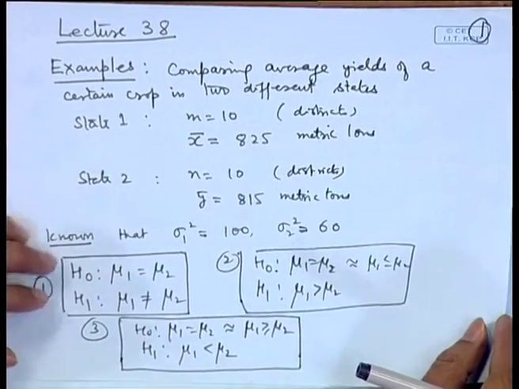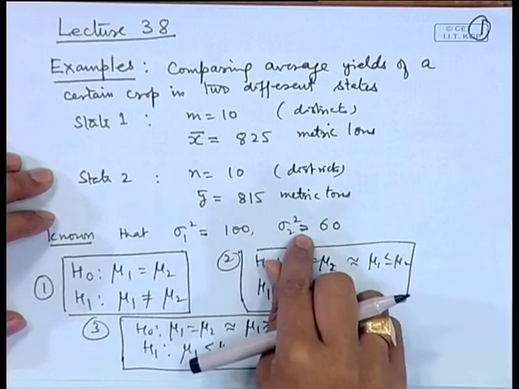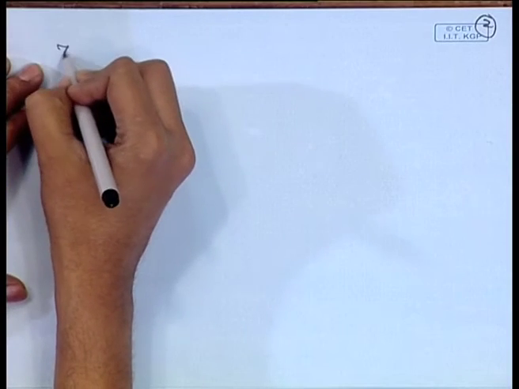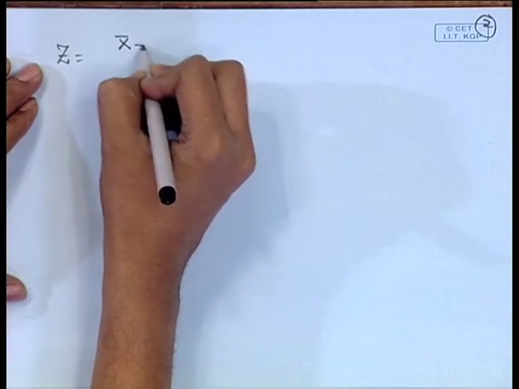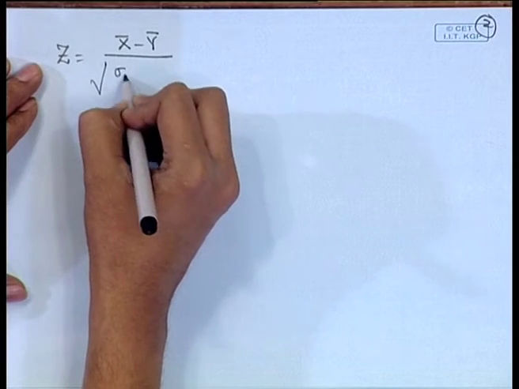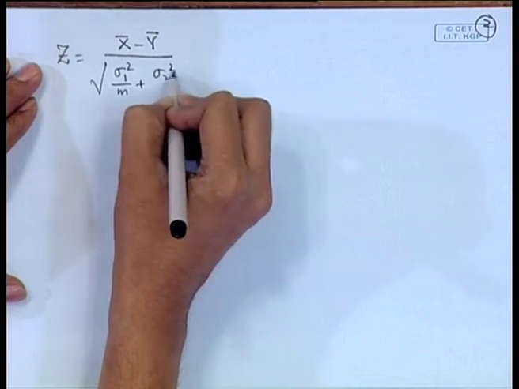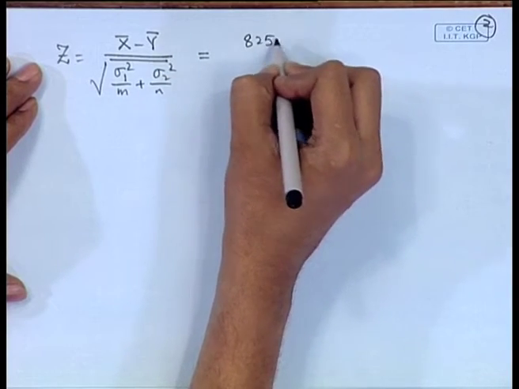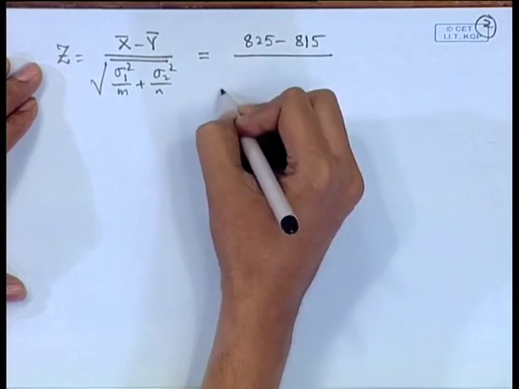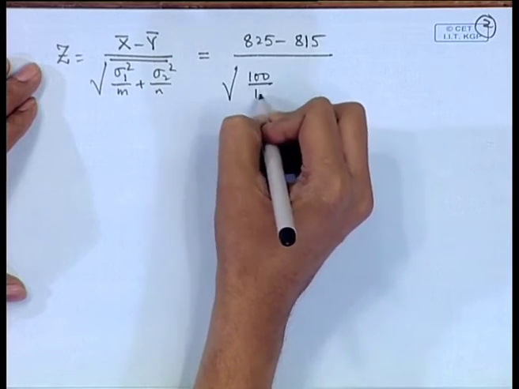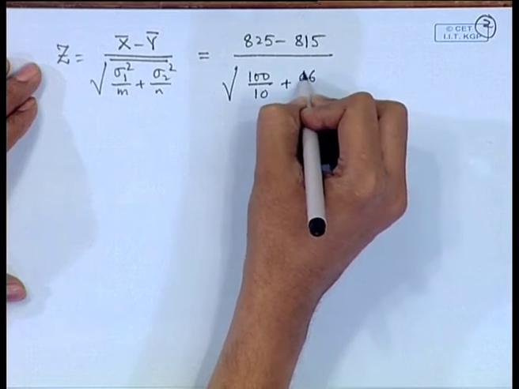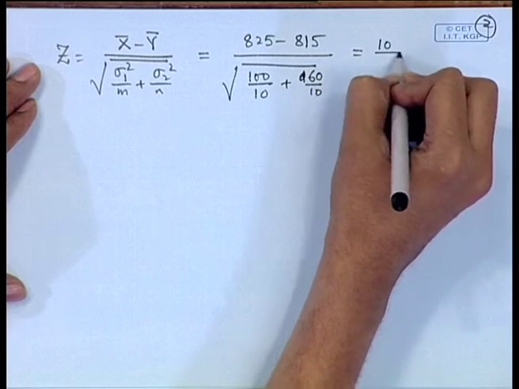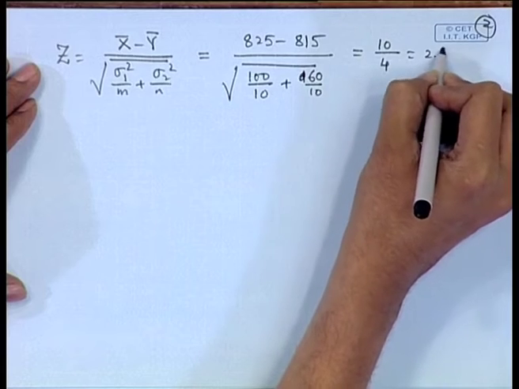So, if the assumption that the variances are known is taken, then we will use the Z test statistic, which was given by x bar minus y bar divided by square root of sigma 1 square by m plus sigma 2 square by n. Now, substituting the values of x bar, y bar, and sigma 1 square by 10 plus sigma 2 square by 10, this value turns out to be simply 10 by 4, that is 2.5.